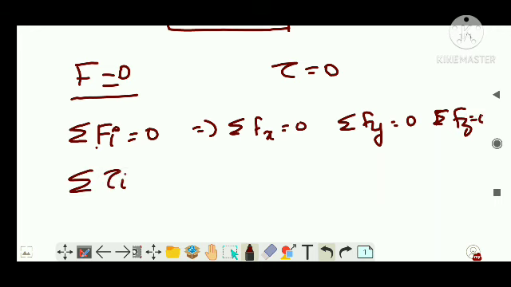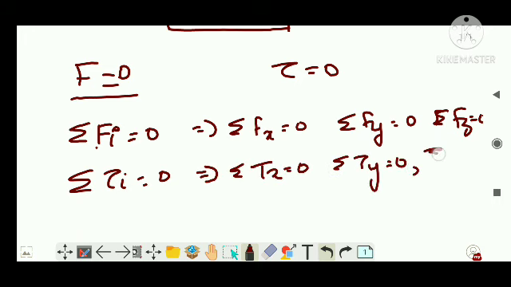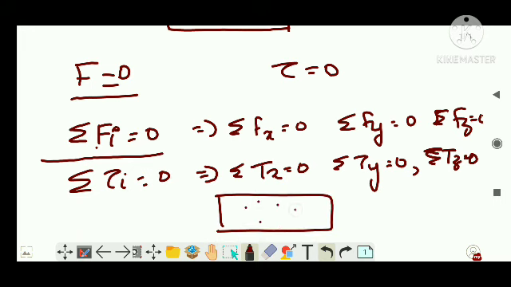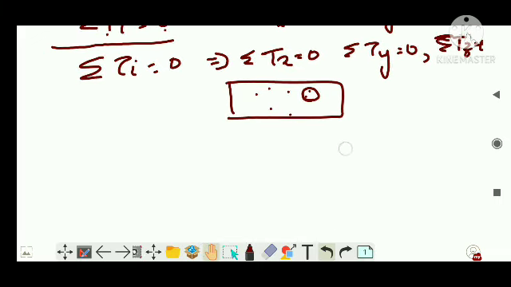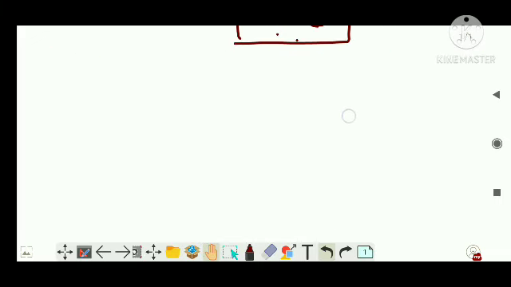Similarly, total torque is equal to 0 means the sum of torque in x direction is equal to 0, the sum of torque in y direction is equal to 0, the sum of torque in z direction is also equal to 0, right? So when you consider a system, any particle you take, its individual force and individual torque it experiences is equal to 0, then I would say that object is said to be at equilibrium. Which type of equilibrium? Static equilibrium.